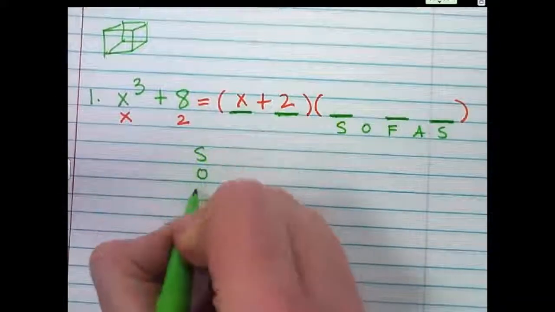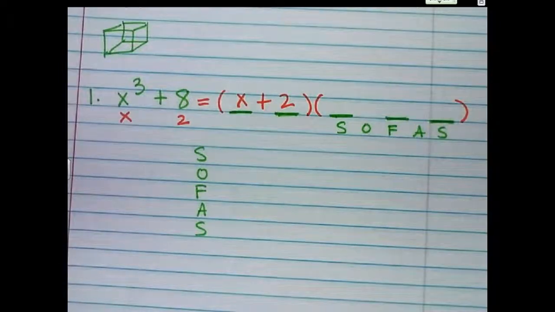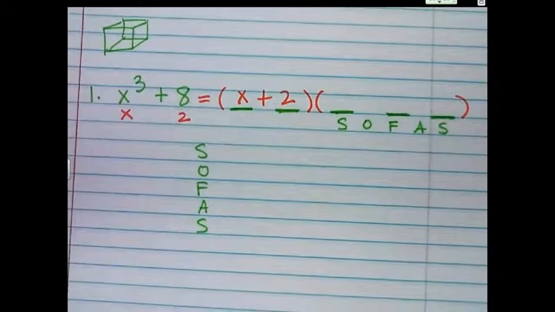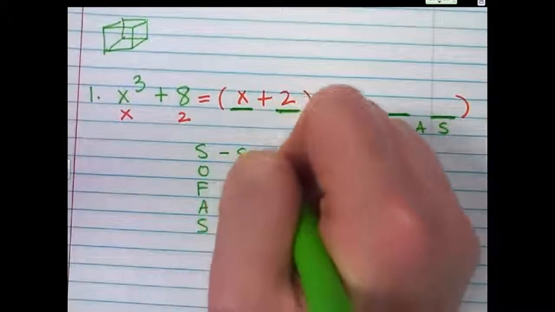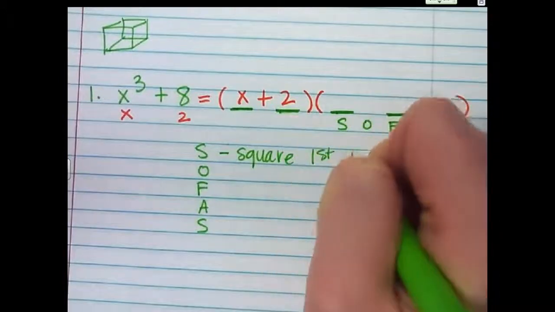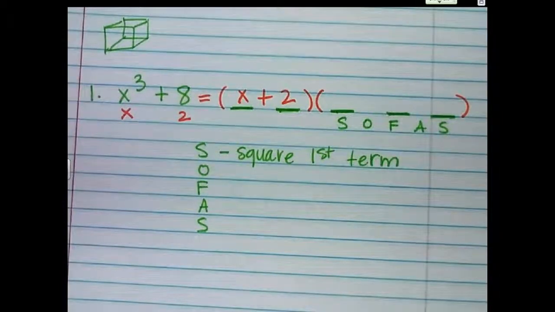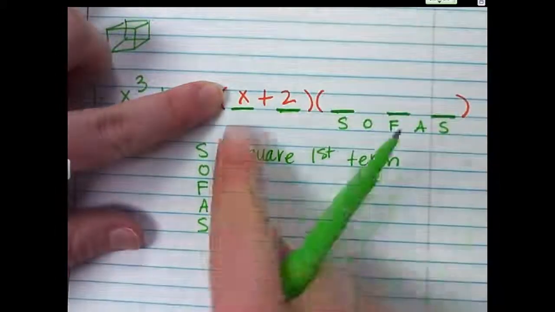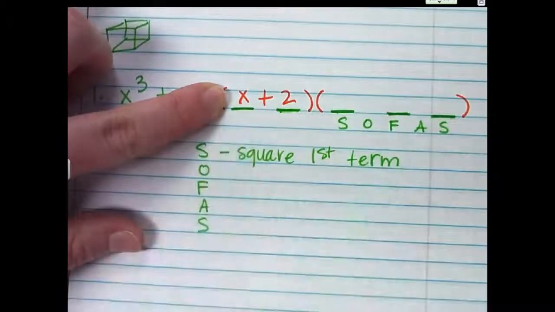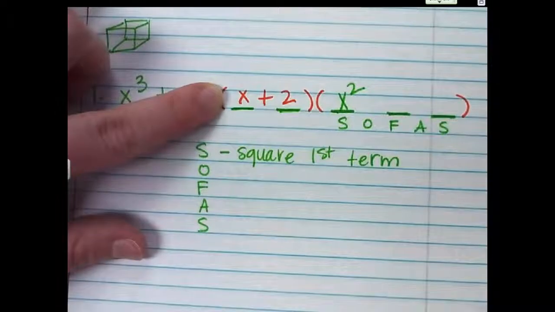Write it going down like this. So the first S, you're going to square the first term. So that doesn't mean the x cubed. That means after you have this in here, I'm going to square the x. So what does that become? X squared, right. You just square that first term, x squared.